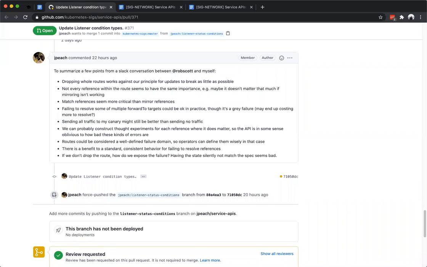So I'm reading this, dropping whole routes works against our principles of updates breaking as little as possible. One thing that's interesting here is we don't mention the semi-statefulness, because breaking as few as possible involves going from the current state to the next state. It sounds like the proposal is you go to the next state and then the things that don't work you drop out. Is that what I'm reading here?